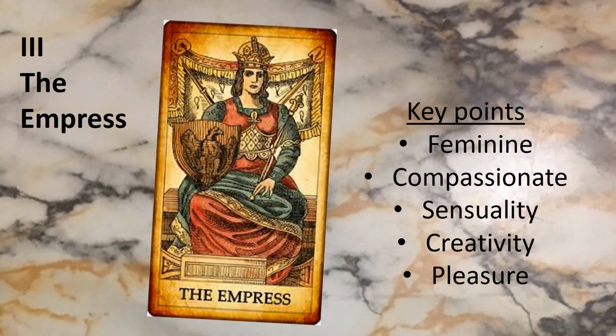The Empress is number 3 of the Major Arcana. The Empress is feminine. She is compassionate. She has a sense of sensuality. She is fertile and represents all of those qualities of a fertile woman. She is creative, and she is in tune with pleasure and embodies and embraces those qualities.